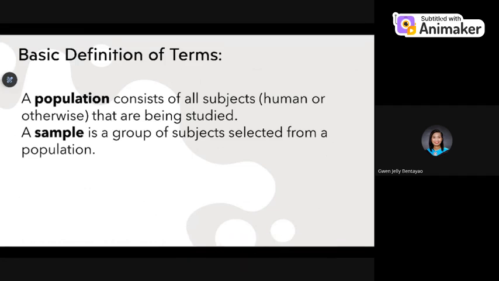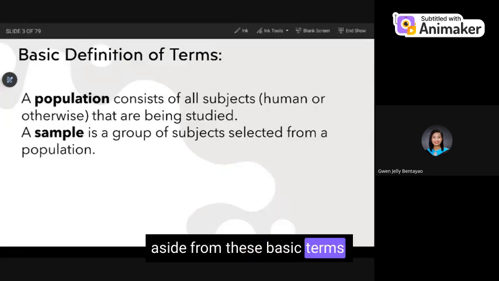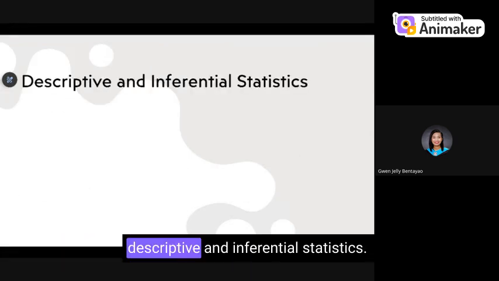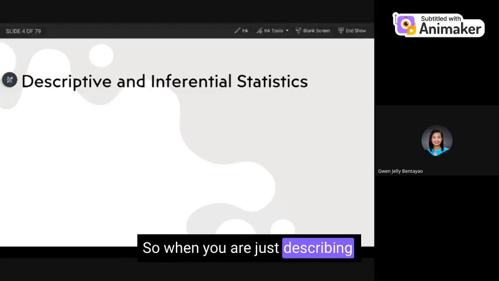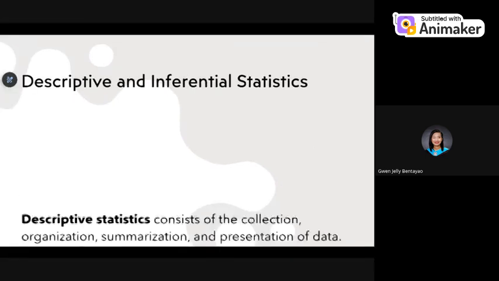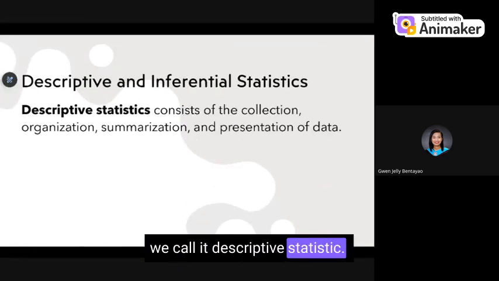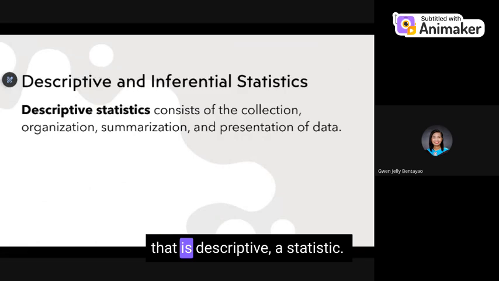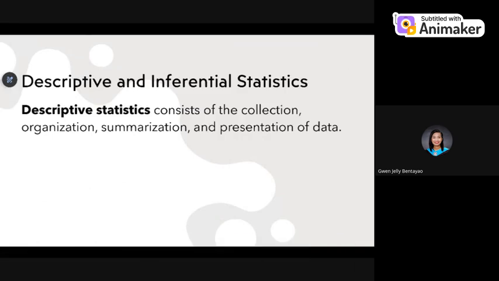Okay, so aside from these basic terms that we have to be aware of, we also have to differentiate descriptive and inferential statistics. So when we are just describing data, we call it descriptive statistics. So when we collect, organize, summarize, and present that data, that is descriptive statistics.